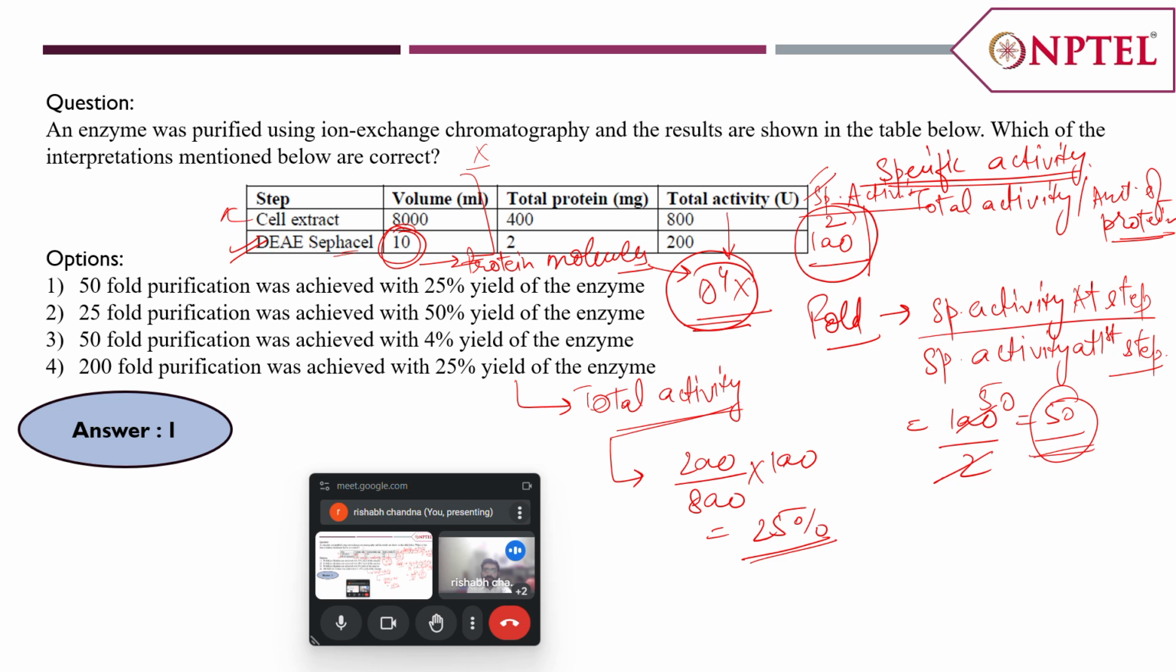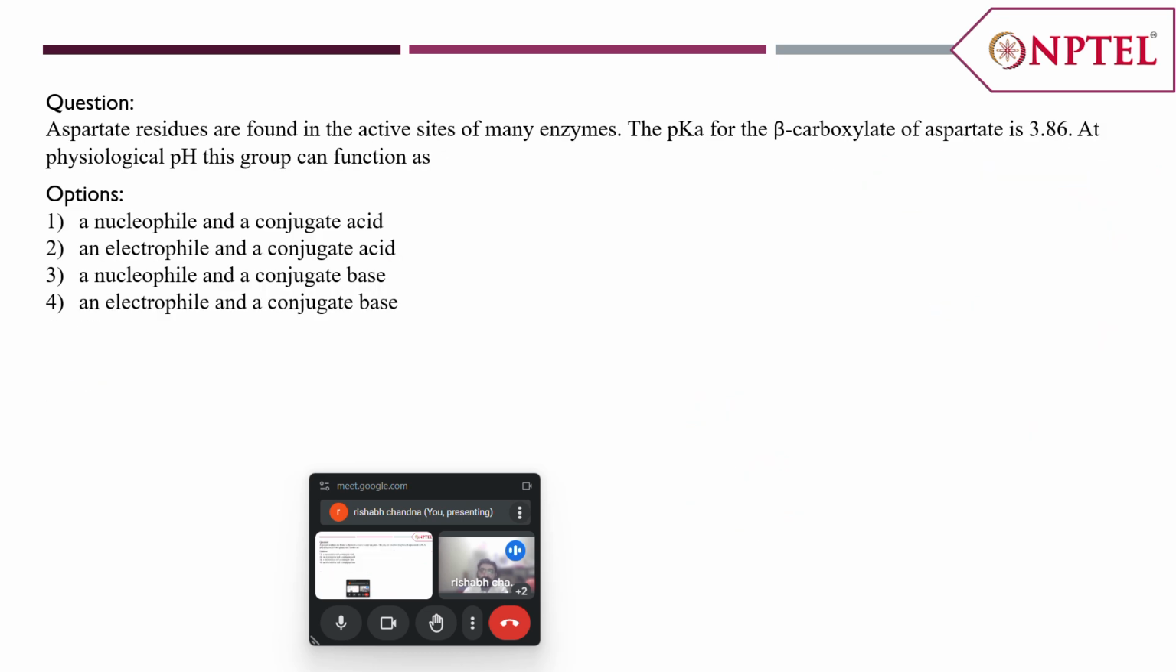Okay, so let's move on to the next question. Aspartate residues, that is the aspartic acid, are found in active sites of many enzymes. The pK of the beta carboxylate of aspartate is 3.86. So it is an acidic amino acid. It also has an extra COOH group. At physiological pH, which is basically 7, or 7.4 to be specific, this group can function as what? What can be the actual function of the aspartate group? What can be the correct answer?